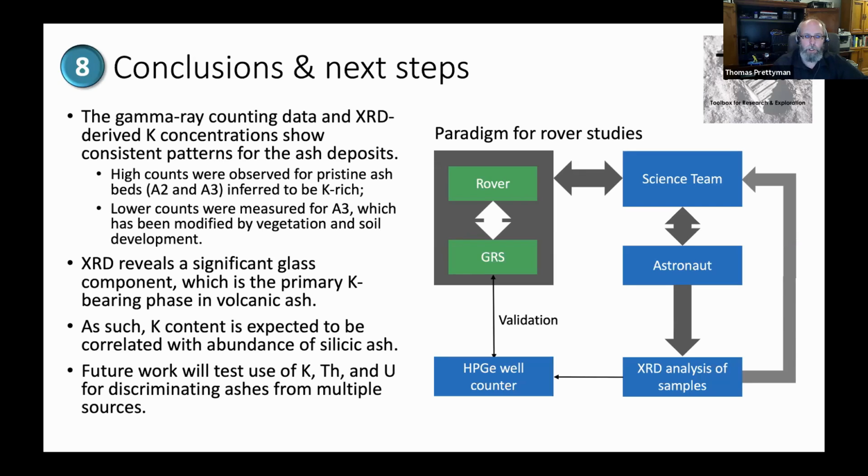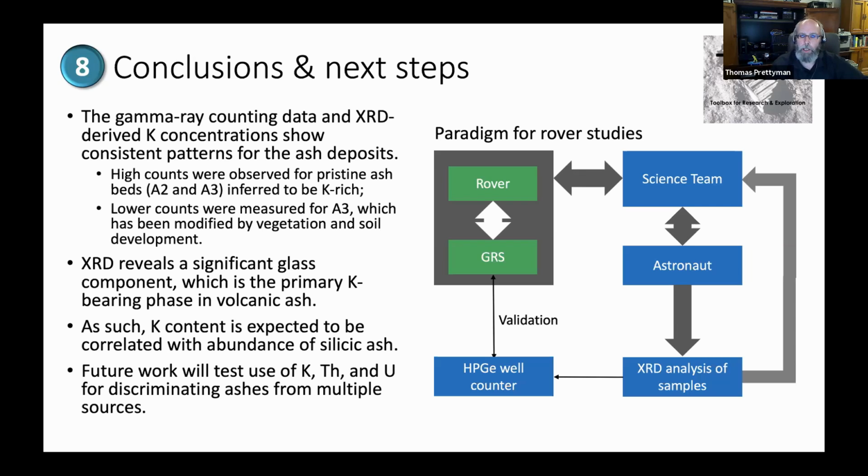And so the future work is going to test the use of these elements for discriminating ashes from multiple volcanic sources. And then on the right, to finish up, is the paradigm imagined for rover studies. I believe that Eldar would be doing the XRD, but I think he might also get some help from Dave. I'm not sure, he can comment on that.